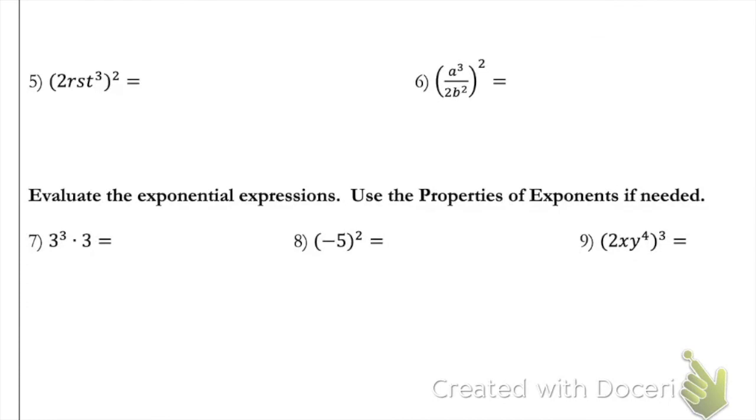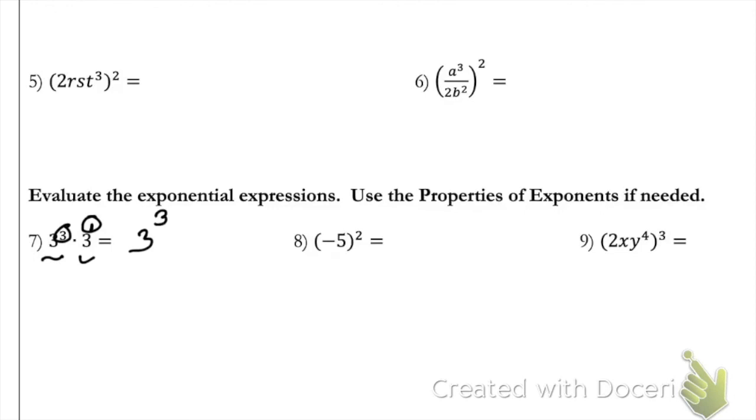On this set down here for problem 7, 8, 9, we are asked to evaluate the exponential expressions, use the properties of exponents if needed. Okay, so we actually want an actual value if we can. So number 7 has 3 to the third times 3. So remember, again, 3 is really to the first power, right? So these have the same base of 3. And as you know, when you have the same base and you're multiplying them, you end up adding your exponents.